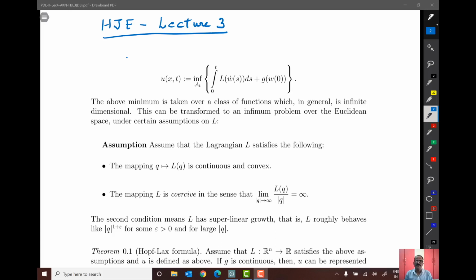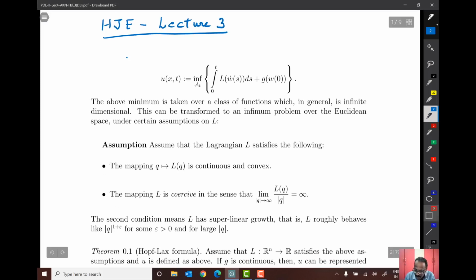So let me briefly recall what we have done in the previous class. We have basically derived the Hopf-Lax formula for a minimization problem. Since we need to do some computations, I have typed material here, because doing the computations will take a lot of time.